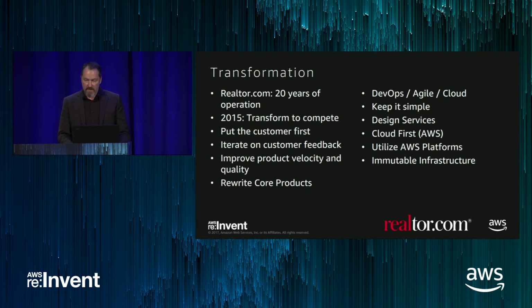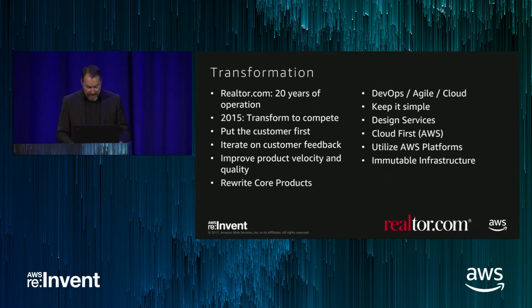So in 2015, we started a program to transform our technology organization, and not just from the standpoint of our technology stack and the product itself, but everything about how we produce, deliver, and support our products. And at the center of all of that, we put the customer first. We require that we now get feedback from the customer and iterate on that feedback to improve the product velocity and quality.